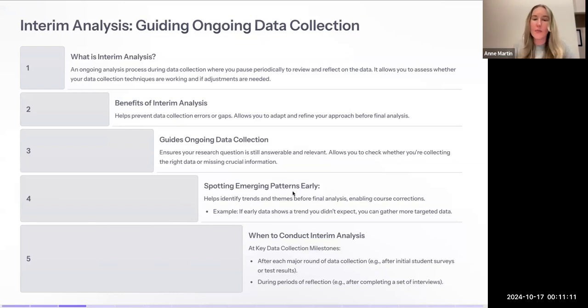seeing along the way. And so this interim analysis can happen after major rounds of data collection, maybe after a formative assessment, maybe you have decided that you are going to do observations Tuesday and Thursday, and perhaps at the end of the week, you've started to notice some things that you want to write about. You could write an analytic memo about that.